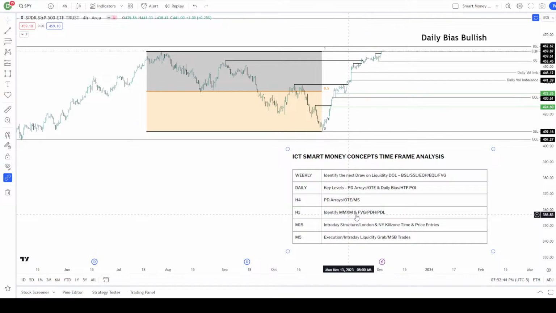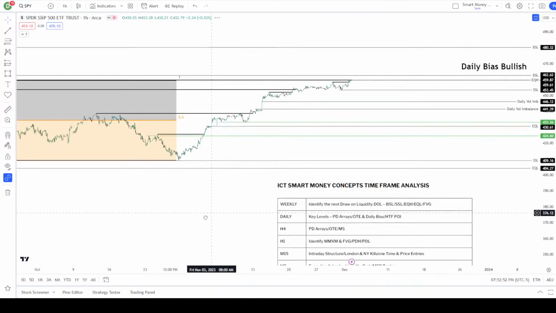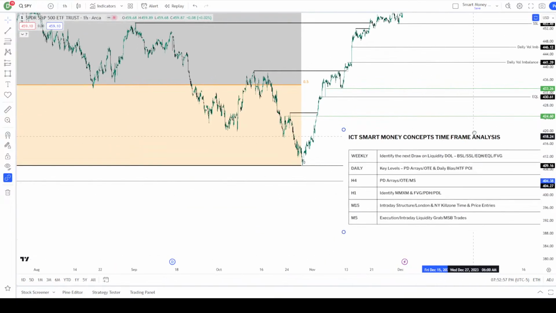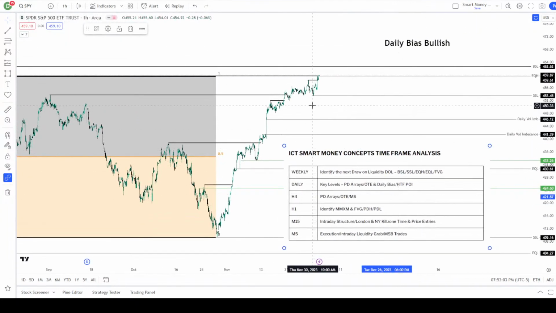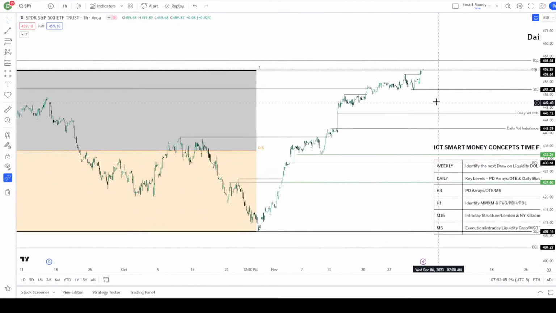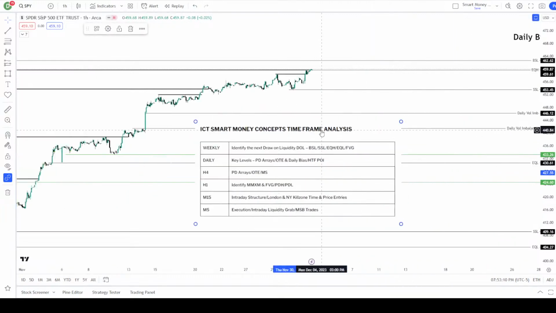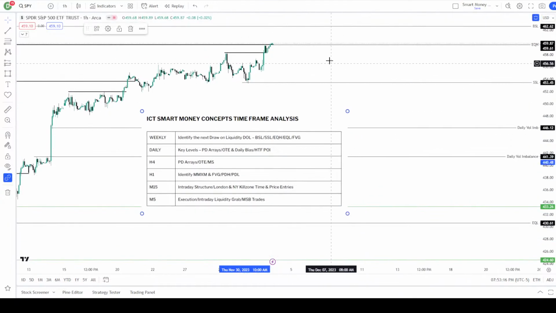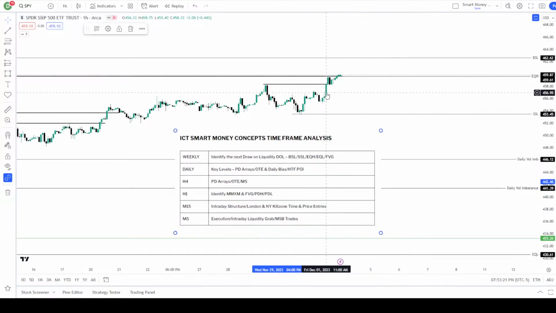Then when we're identifying our market maker buy or sell model, on the 1-hour chart, we're looking at fair value gaps, previous day high, previous day low. So let's drop into the 1 hour. And let's see. All right, so on the 1 hour, let's look for Friday's price action. All right, so Friday, here we go.